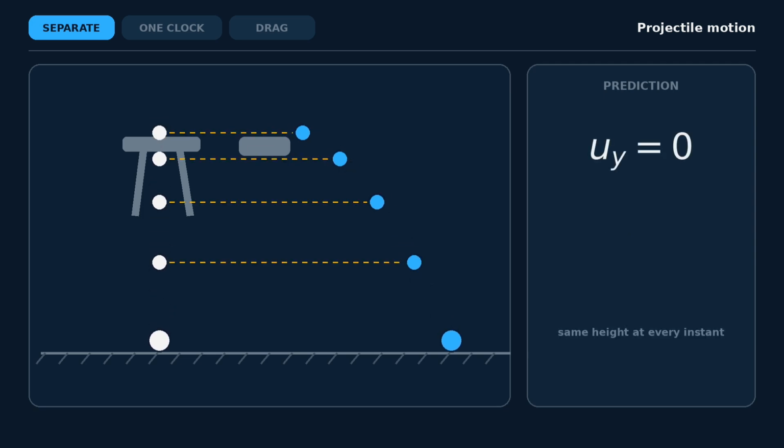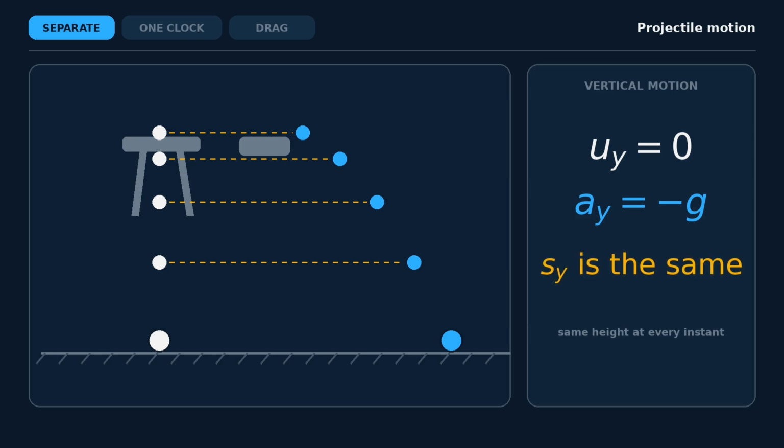The sideways launch changes the horizontal motion, but does not change the vertical motion. Both balls begin with zero vertical velocity and have exactly the same downward acceleration g, and they both fall through the same vertical distance. At every instant, they are at the same height.